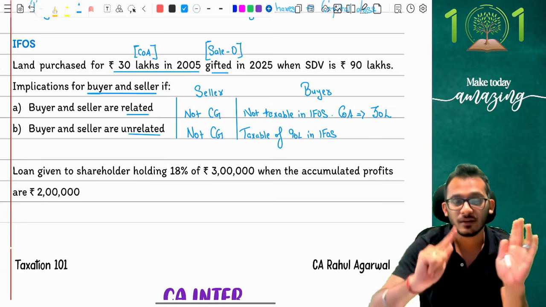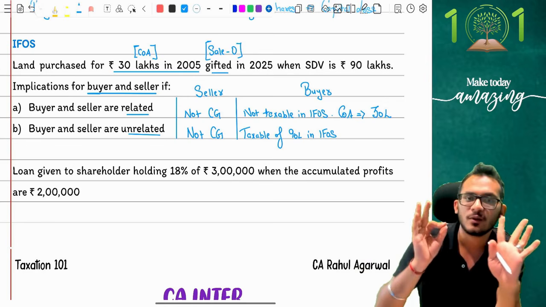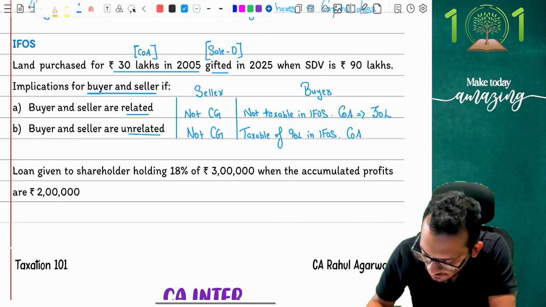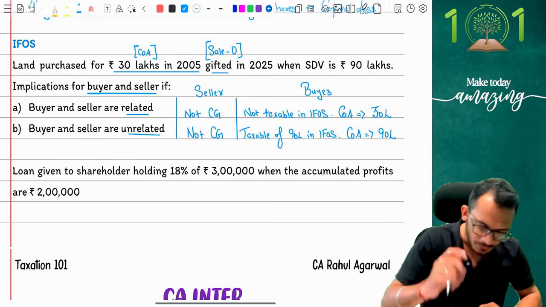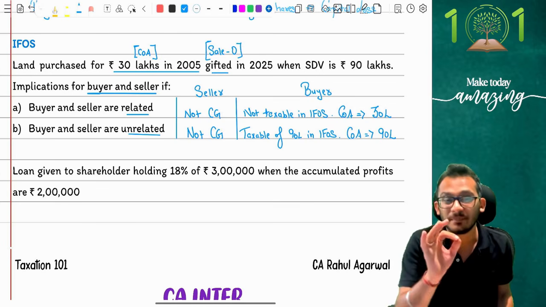I am focused on the, let the 30 lakhs get lost. I am not bothered about 30 lakhs. I am focused on the 90 lakhs. And therefore, cost of acquisition in this case will become 90 lakh rupees because I have already paid tax on this in the previous case. Yes, so this is one adjustment which I've told in the class many times and students have got confused on it. Be careful about it.